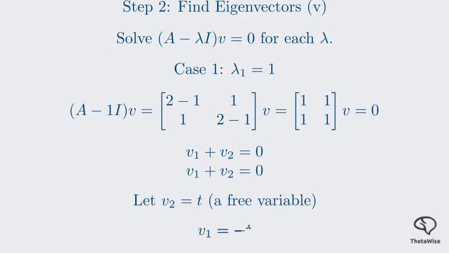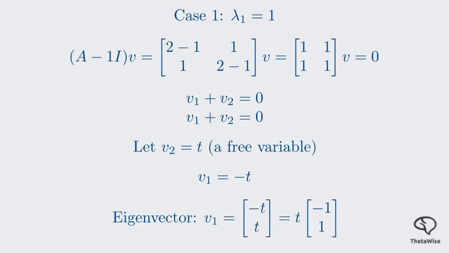From this we can see that v1 equals negative v2. We can choose any non-zero value for v2. Let's choose v2 equals 1. Then v1 equals negative 1. This gives us the eigenvector v1 equals [-1, 1].